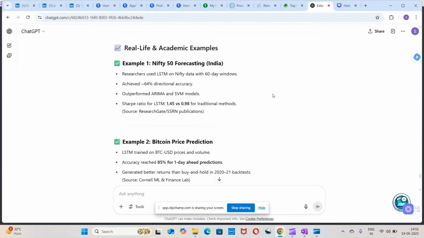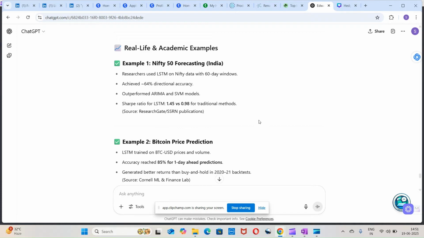Now some real-life examples from academic and real-world use. Nifty 50 forecasting was done in India. Research was done using these LSTM models on Nifty 50 data with 60-day windows. It had a directional accuracy of 64%, meaning that 64 percent of the time the direction it predicted was correct, and it outperformed the ARIMA and SVM models. The Sharpe ratio for the LSTM models was also 1.45, compared to 0.98 for traditional models.